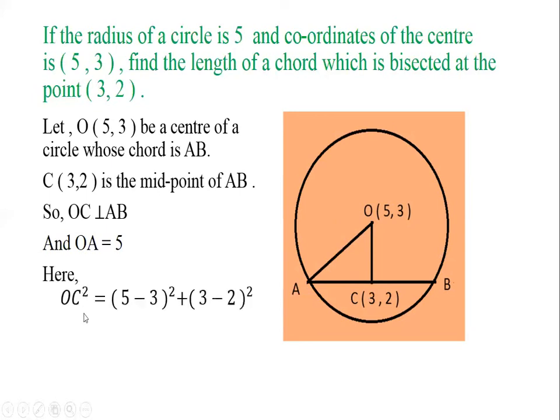Here, using distance formula, boys, from these 2 points O and C, we get OC square equal to (5 minus 3) whole square plus (3 minus 2) whole square. That is 5 minus 3, that means 2. 2 whole square equal to 4. 3 minus 2 equal to 1. 1 whole square equal to 1. Whereas finally we get 4 plus 1 equal to 5. OC square equal to 5.